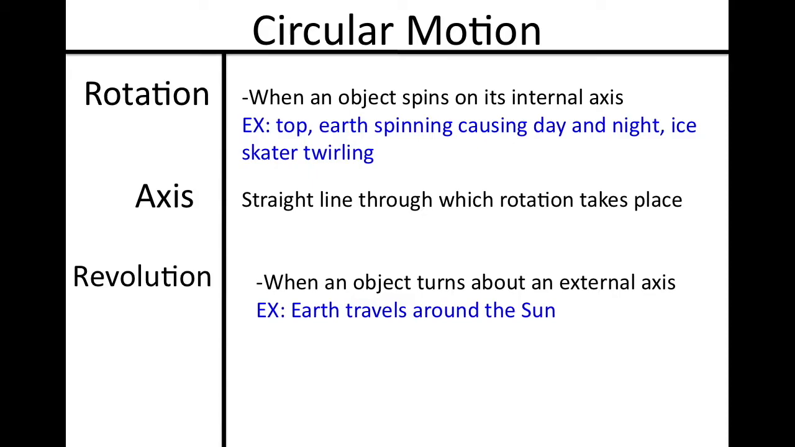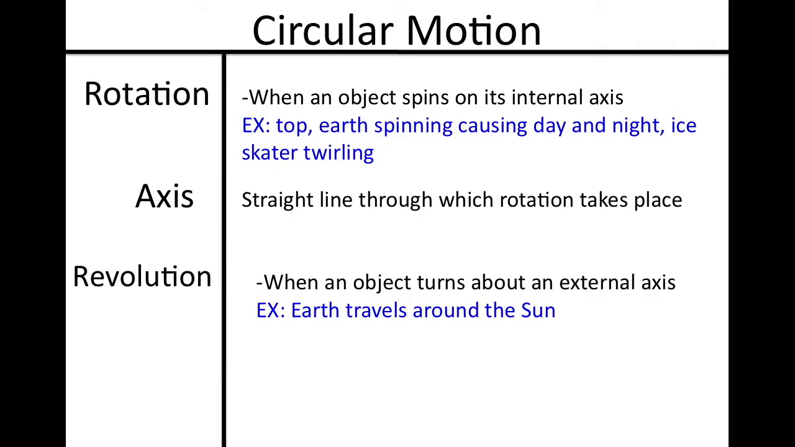Today we're going to be talking about circular motion, which is pretty much just an object that is either rotating or revolving about an axis. Rotation is when an object is spinning on an axis that is within itself. For example, a top is a toy that a kid would spin, and its axis is inside it. The Earth spinning, which causes our day and night, is also an example of rotation. Another example is a skater that is twirling.